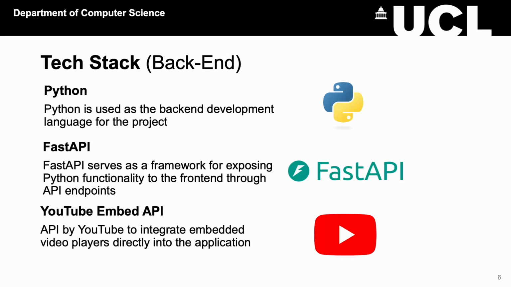FastAPI was chosen over other frameworks like Django or Flask as it is faster and supports asynchronous programming, which we needed for handling live audio processing and serving data to the front end in real time. It works with an ASGI Uvicorn server for high performance handling of requests. And the YouTube Embed API was used to integrate embedded video players directly into the application, allowing users to paste a YouTube link into the application and play the song.